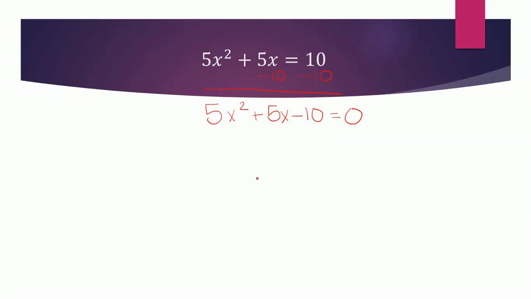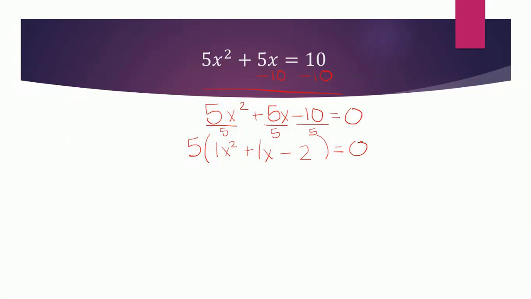So now I can actually start to factor my problem here. But the first thing I notice, always check for that GCF. I notice all of them have a 5 in common, right? So I'm going to factor out that 5. Now what's going to be left behind after dividing by 5? 5x squared divided by 5 leaves me with 1x squared. 5x divided by 5 leaves me with 1x, and negative 10 divided by 5 leaves me with a negative 2.